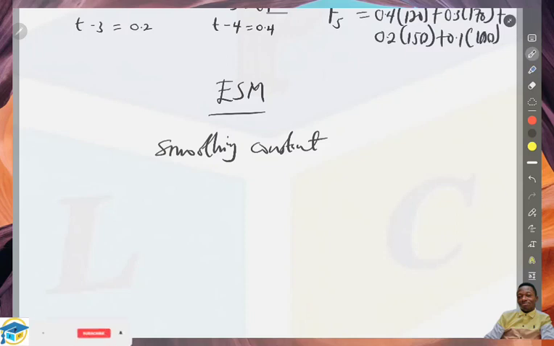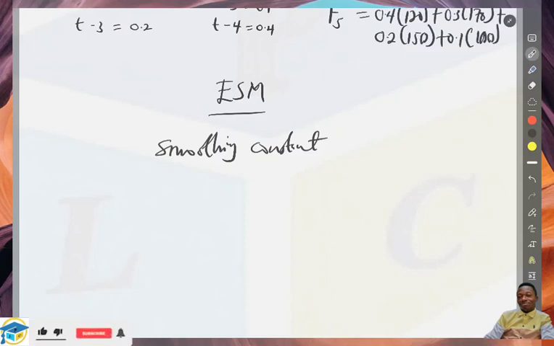This smoothing constant is a value that's going to be placed on the difference between the actual value and the forecast value. That's what the exponential smoothing model does. It places a smoothing constant, a value that you'll be given in the question, on the difference between the actual value and the forecast value. When we take the difference between the two, we place that smoothing constant on it, and at the end of the day, add the forecast for the previous data.